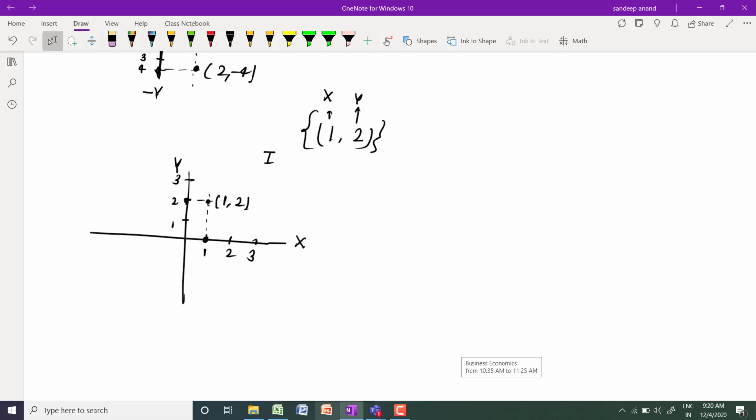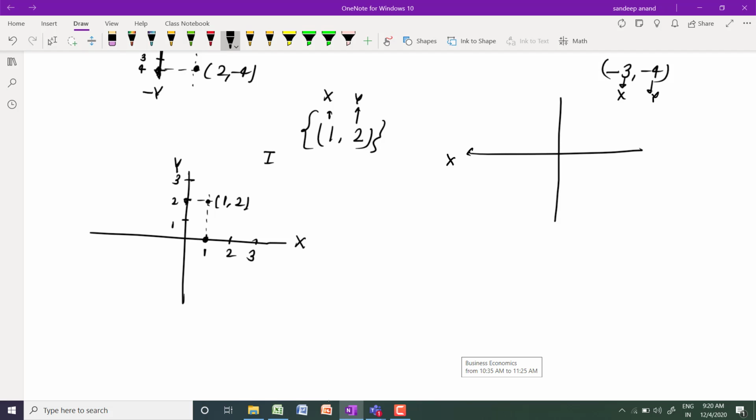Okay, now if you want to locate (-3, -4), x is negative and y is negative. So which coordinate do I require? Coordinate number 3. Here x is negative, y is negative.